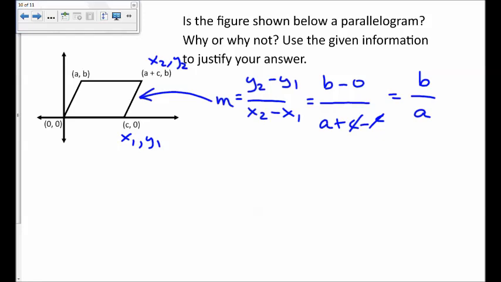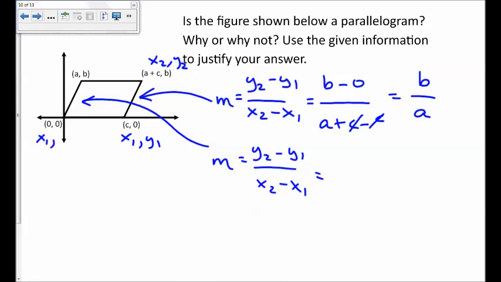Next, I will do this other one, which hopefully is the same because it's parallel to it, but we'll see. The slope is, again, y2 minus y1 over x2 minus x1. And I'm going to call this x1, y1, and this x2, y2. So plugging things in, I'm going to get b minus 0. And on the top, I have a minus 0. So b minus 0 is b, and a minus 0 is a, and so I get the same thing.